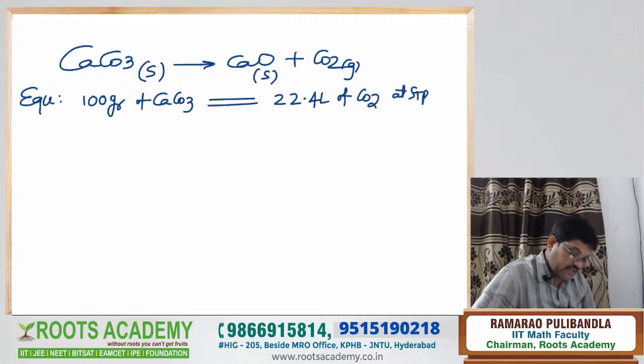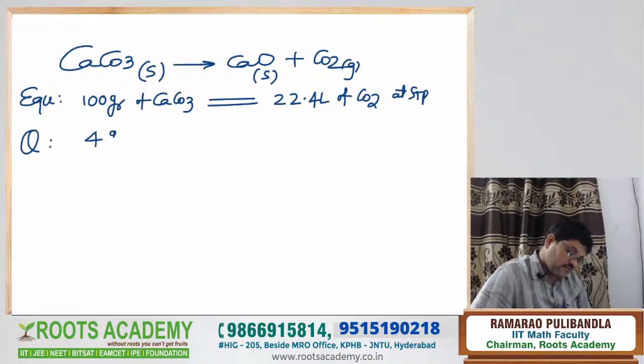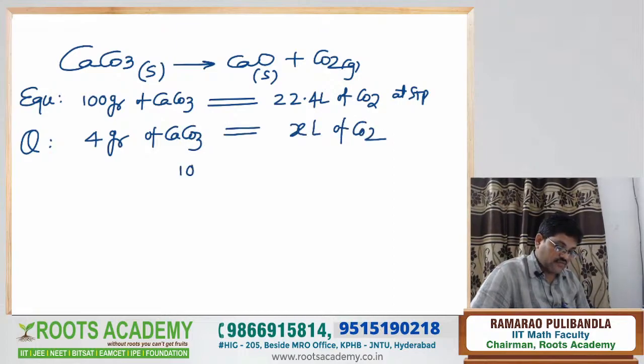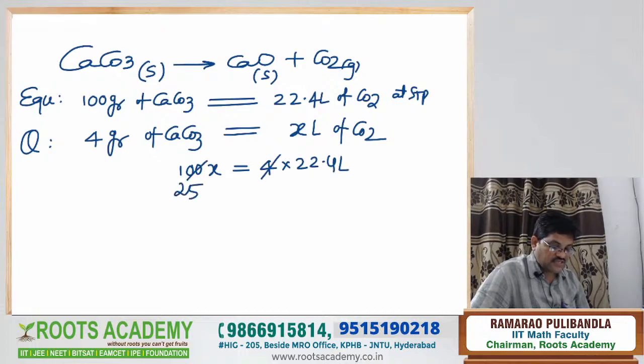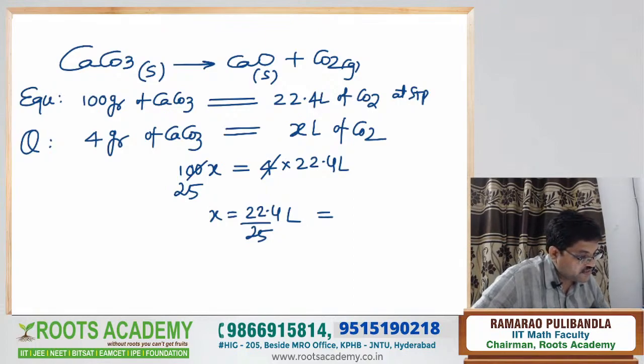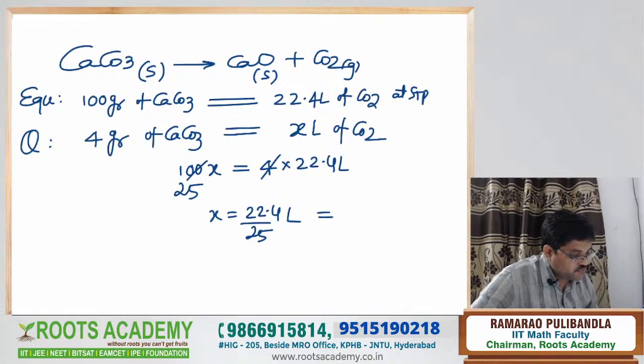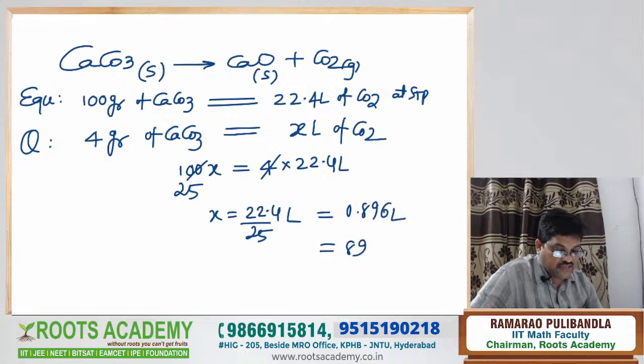According to the question, how many grams are taken? 4 grams is taken. Therefore, 4 grams of CaCO3 on heating gives x liters of CO2 gas. So 100x is equal to 4 into 22.4 liters. 25 times is cancelled. Now x is equal to 22.4 by 25. 22.4 divided by 25 gives 0.896 liters, that is equal to 896 ml.